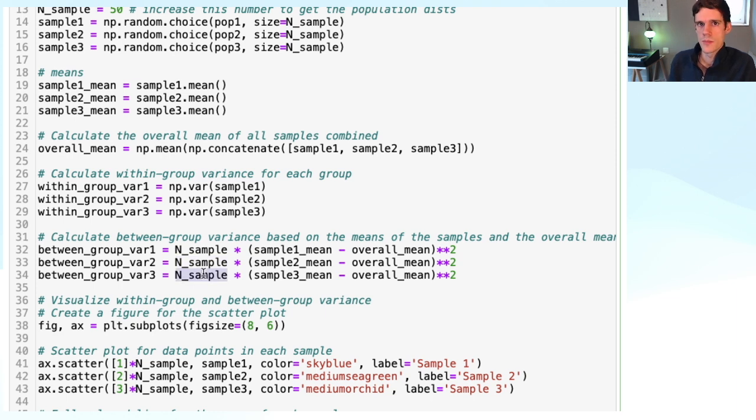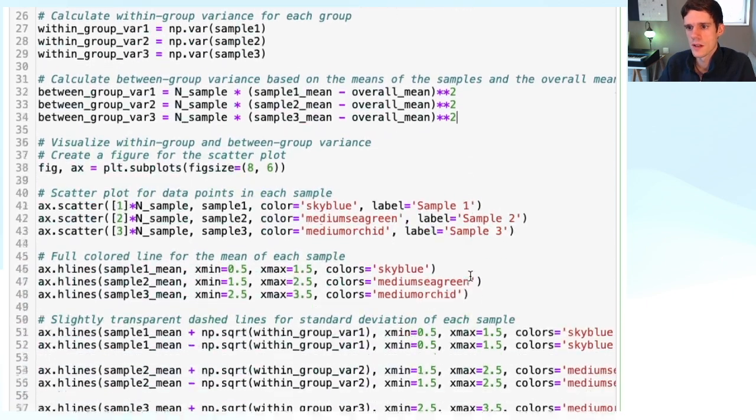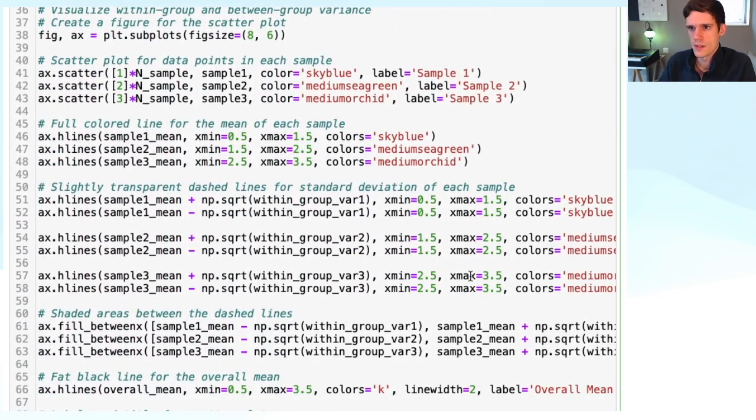But in this case, each sample dataset has the same number of points, and thus this will always be the same number. And then to get the total between variance, we would take a weighted average of these 3 variances. But because here we don't use this number explicitly, we don't need to do that. And the next part of this cell is visualizing all of these elements.